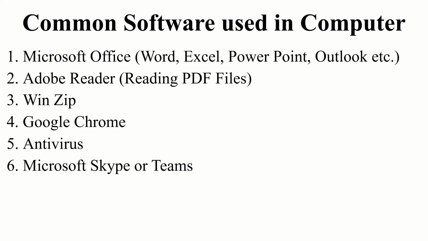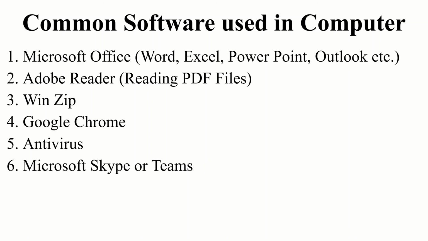That is Microsoft Office, a combination of Word, Excel, PowerPoint, Outlook, and Access. So we need to install Microsoft Office after installing the operating system, and Adobe Reader for reading PDF files, WinZip to compress or unzip files.